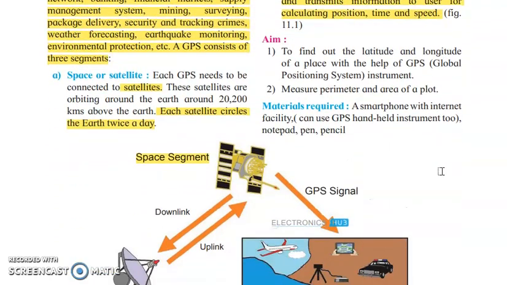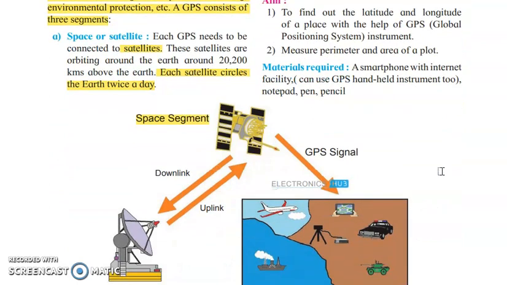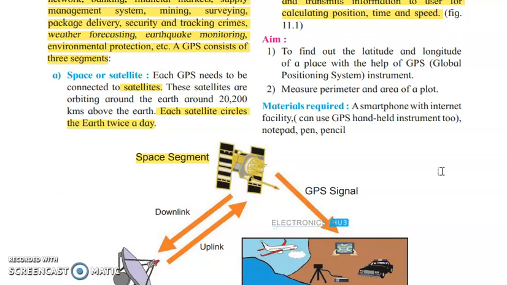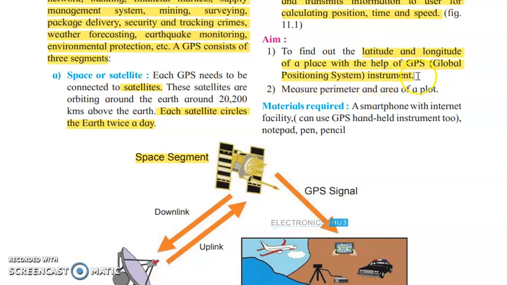Now what is the aim of this practical? First of all, you should know कि जब भी हम कोई practical करते हैं तो उसका aim क्या है. Okay, so we are going to find the latitude and longitude of the place. Okay, तो इसके लिए आपको क्या करना है, आपको एक app download करनी है. Okay, so that app I'll be telling you further which app you need to download.